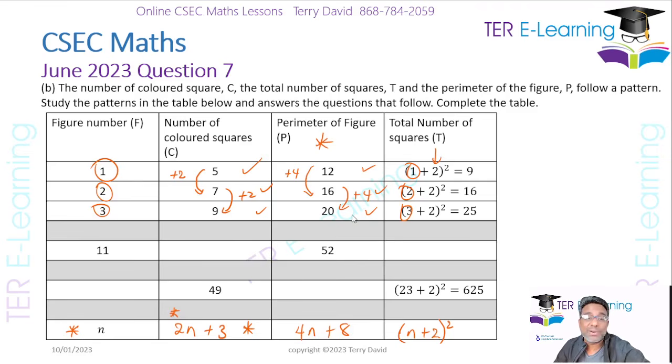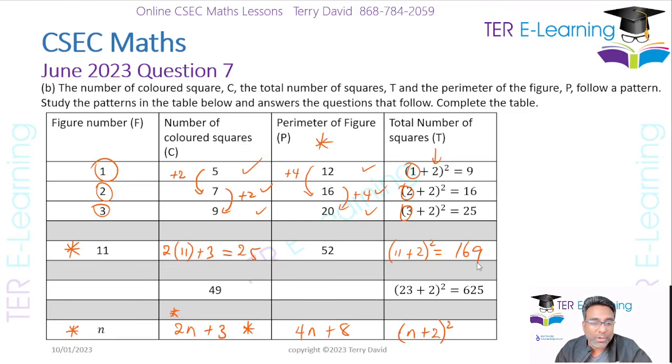I can basically work out anything I want now. So we want to work out for this row where n is 11. This is going to be 2 by 11 plus 3. So that's 22 plus 3, you're going to get 25. So 25 is the answer for that one. For this one here, it's simply going to be 11 plus 2 squared. So that's 13, and 13 squared is 169. So this is going to be 169.